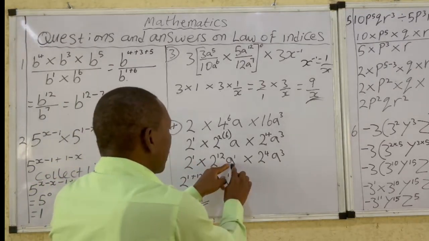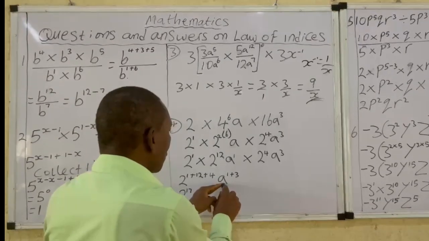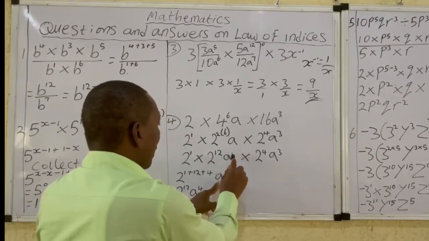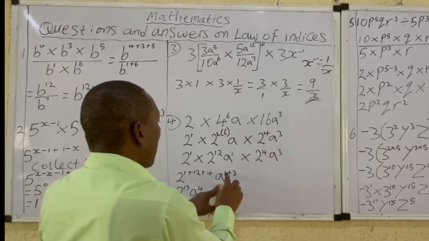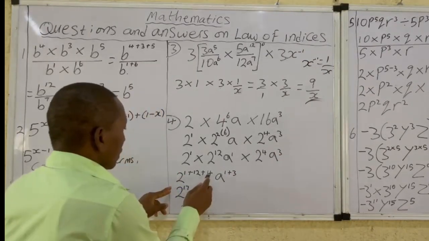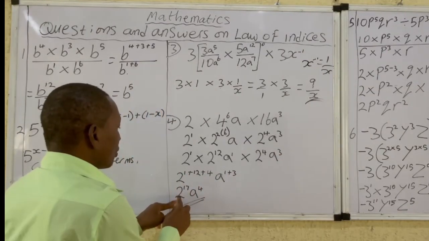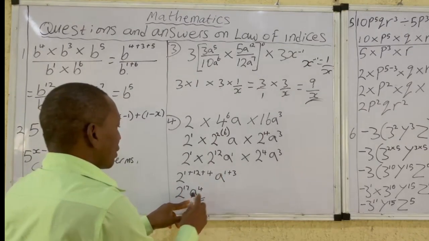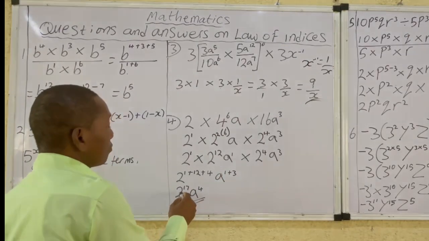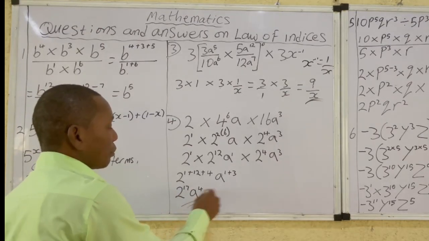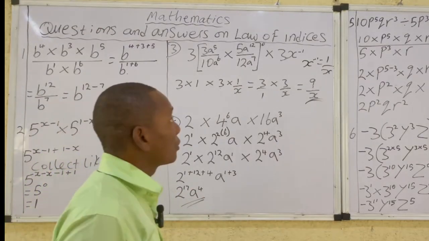The second base is a. So I'll put my a here. The power of a here is 1. The power of a here is 3. So now I have 1 plus 3. This plus this is 17, 2 raised to power 17, and 1 plus 3 is actually a raised to power 4. So this is our answer. You can decide to use your calculator to get this figure and put it there also. You can solve further. All right.